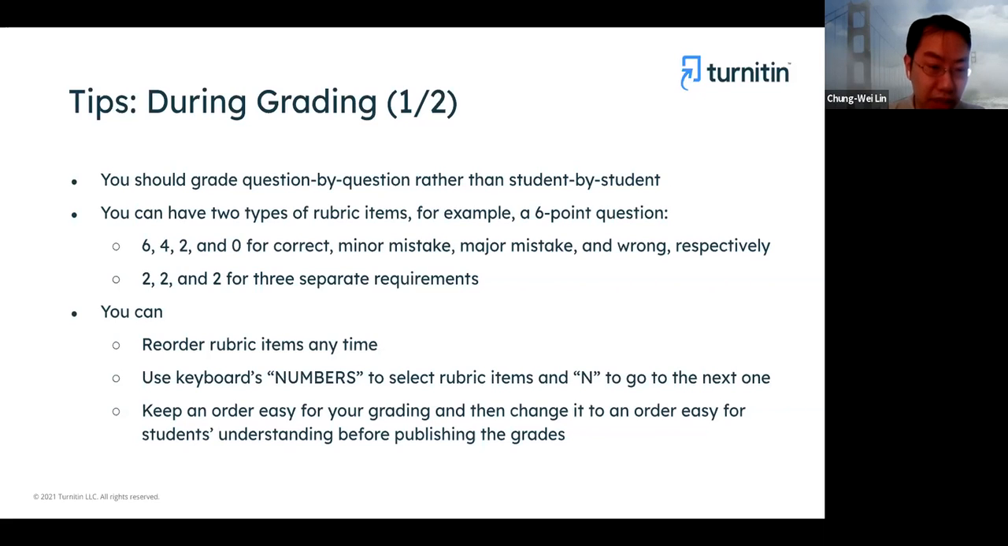And remember, you can reorder rubric items anytime, and you can use the keyboard, the 1, 2, 3 keys, to select the rubric items. So it's very convenient if you can order the rubric items in a way that is easy for you to grade the exam, and then change the order so it's easy for students to understand the rubric items. So that's something you can definitely do during your grading. Next slide.